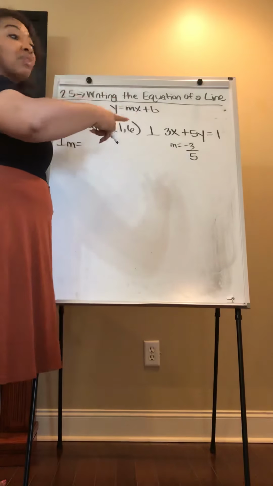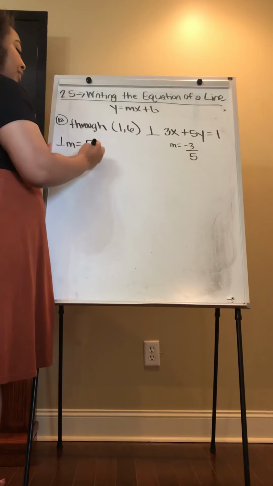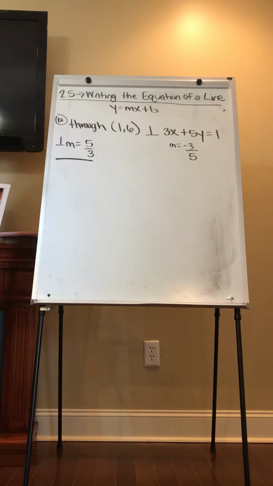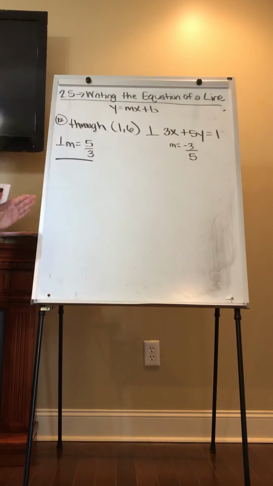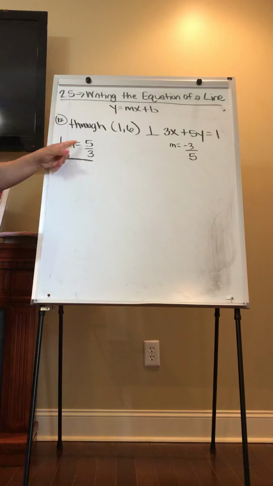And then you're going to flip it, reciprocal. So I would have a positive 5 over 3. That's the slope I'm using. That's the slope of the line that I got to find. Perpendicular means opposite sign, negative, positive. And flip it. 3 over 5, I'm going to do 5 over 3.